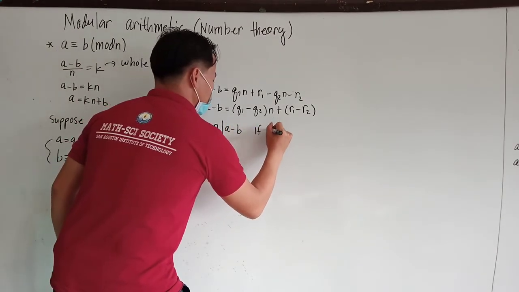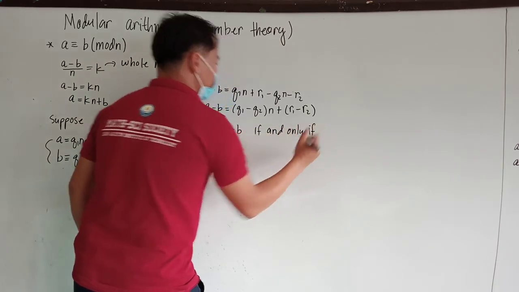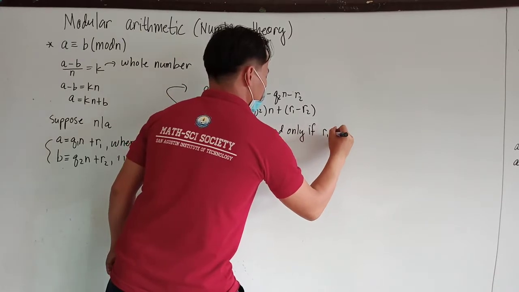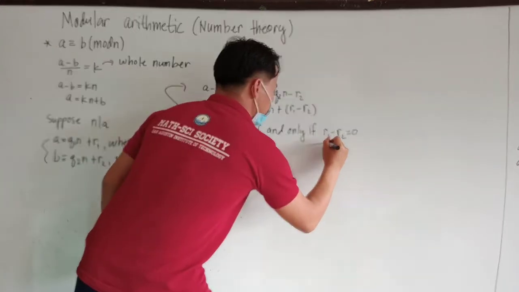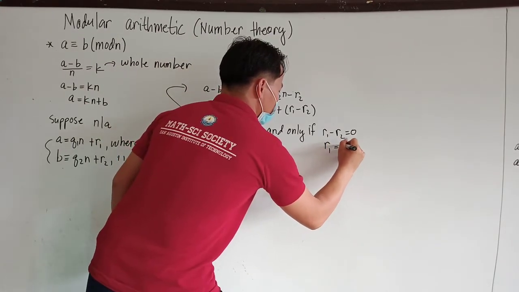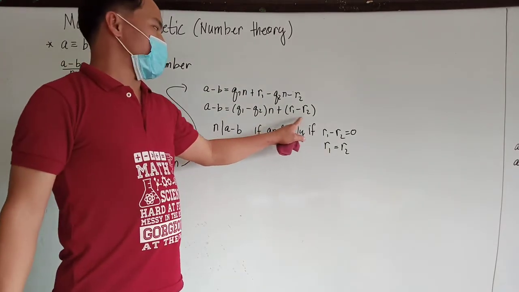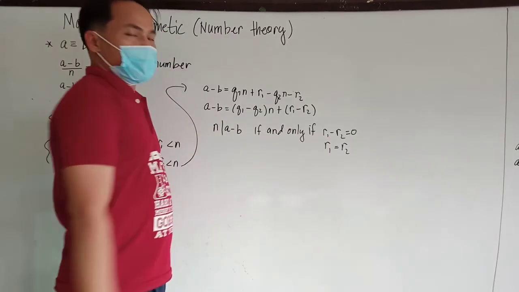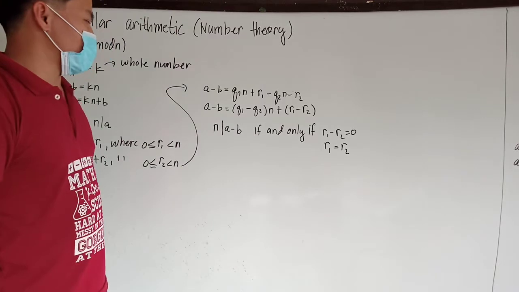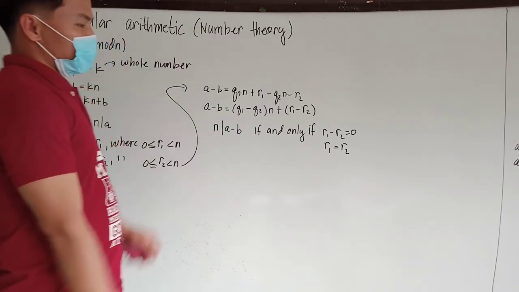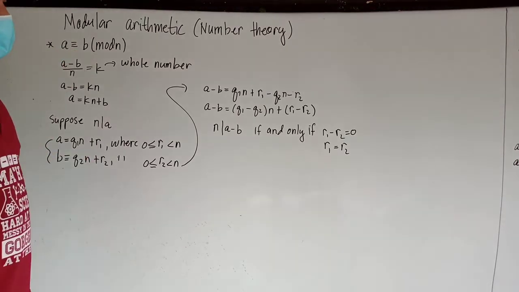We could say that n divides A minus B if and only if R sub 1 minus R sub 2 is equal to 0. Or it means that R sub 1 is equal to R sub 2. Since whenever R sub 1 and R sub 2 are equal, when we subtract, it doesn't change our answer. So A minus B is still divisible by n. Okay? So this is how A congruent to B mod n works.